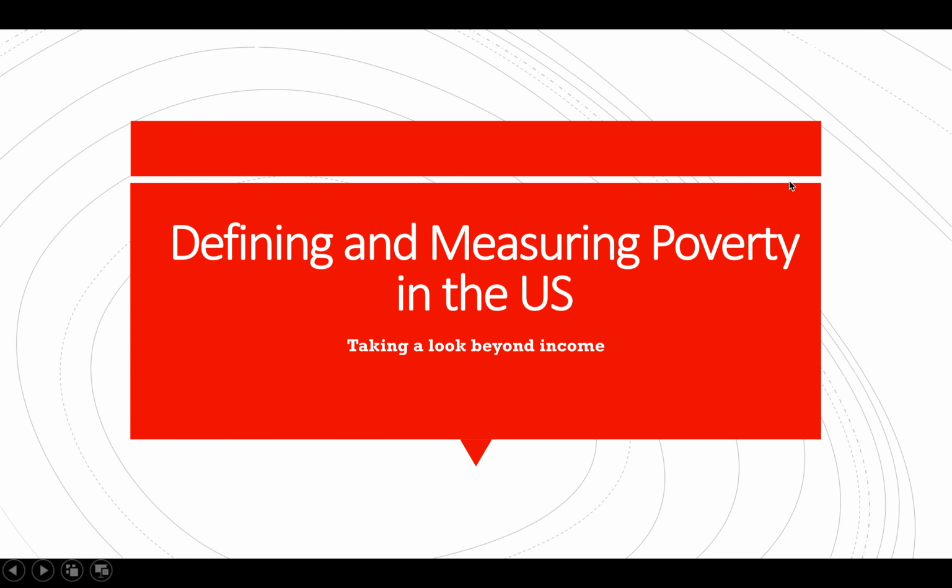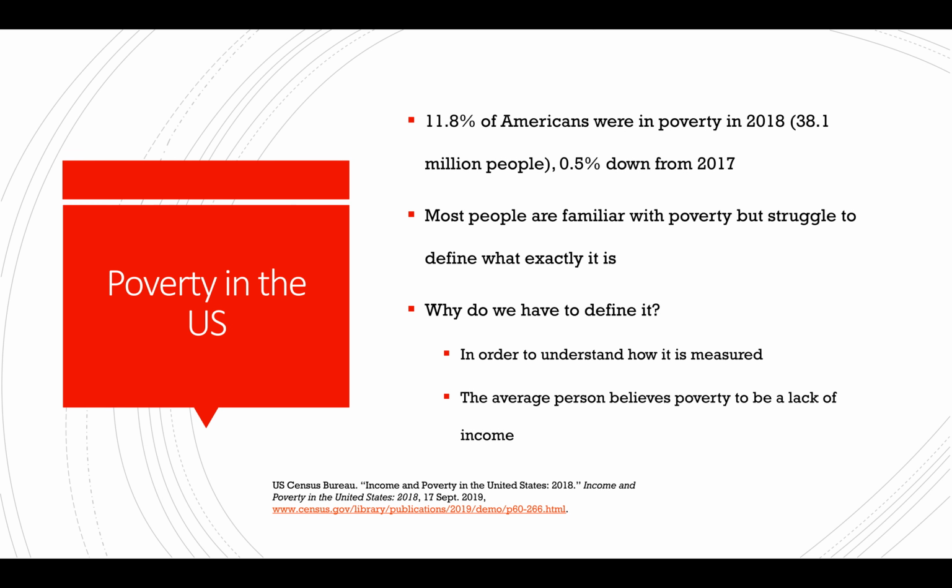Defining and measuring poverty in the US, taking a look beyond income. 11.8% of Americans were said to be in poverty in 2018, which is around 38.1 million people. This figure is a full million below what the number was in 2017. But what do these numbers mean?